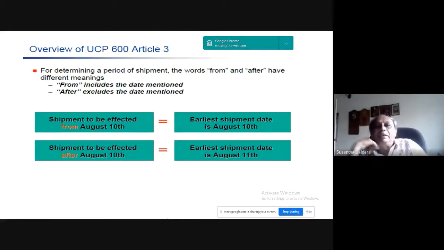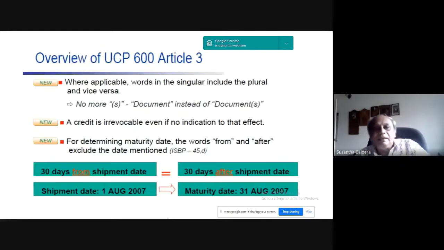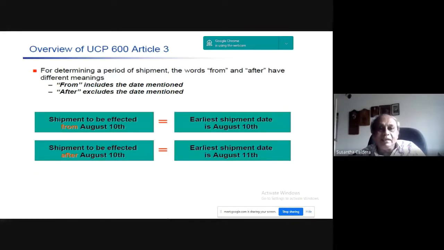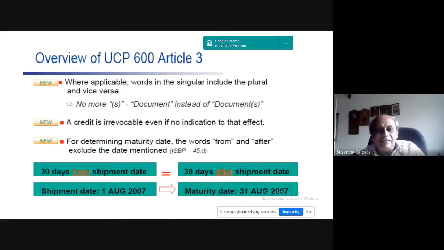That is for determining the maturity date. But for determining a period of shipment, the words from and after have different meanings. Again, maturity date, right? But if it is to determine a period of shipment, then the words from and after have different meanings.